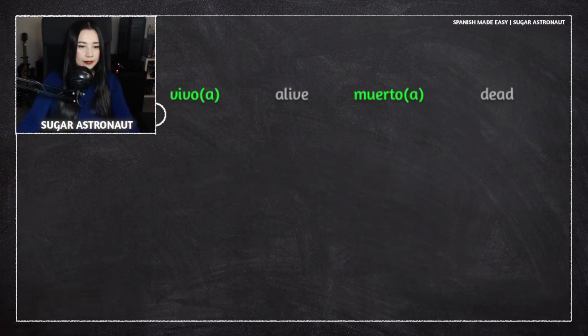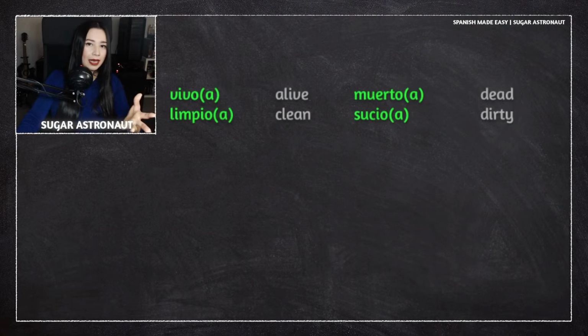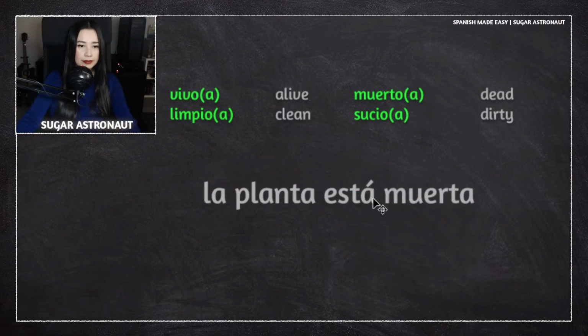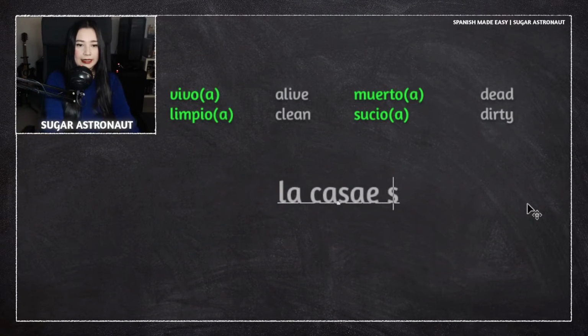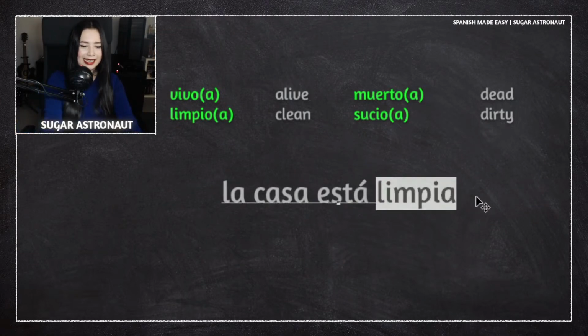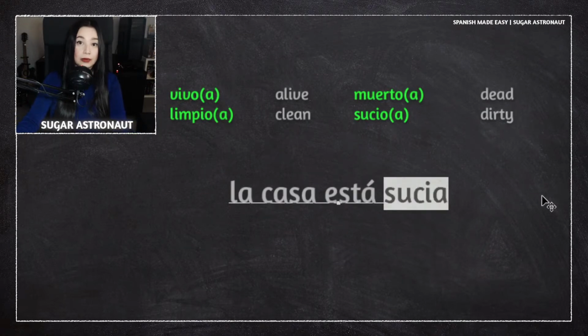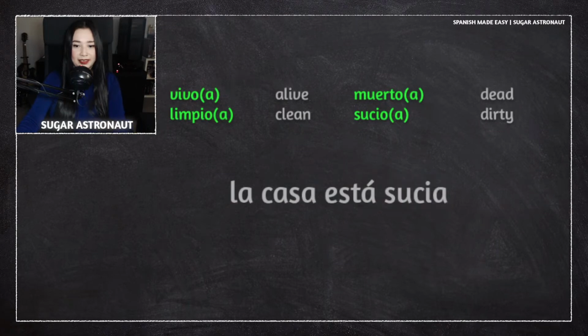The next one. Limpio, clean, sucio, dirty. Limpia as well, feminine. Limpia, sucia. Okay, so a quick example. La casa está limpia. The house is clean. That's awesome. Or la casa está sucia. The house is dirty, right? You have to clean up the mess. La casa está sucia. The house is dirty. You know why I'm saying sucia, right? Because casa is feminine.